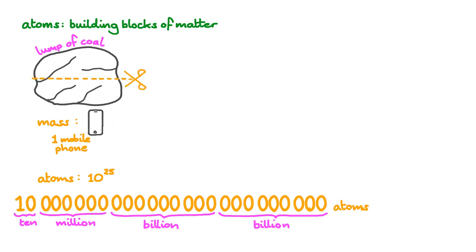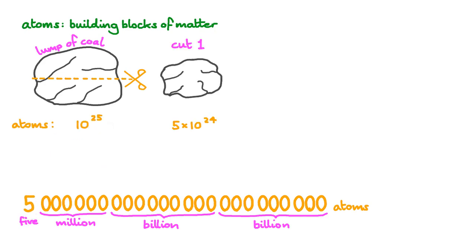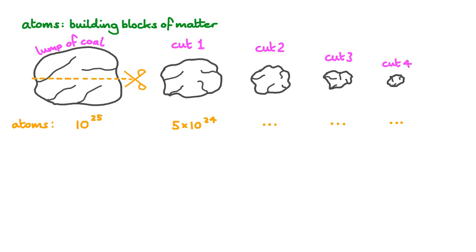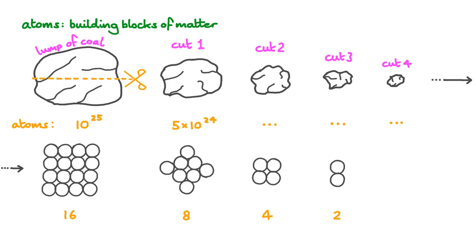Now let's imagine we're going to cut the lump of coal into two equal pieces. Each piece would still contain an astronomical 5 million billion atoms. So you cut, and you cut, and you keep cutting. If you had the most amazing equipment on Earth, you'd eventually have 2 atoms. And with one final cut, you'd have a single atom. Now, take a guess at how many times you'd have to cut the coal in two to get just one atom.